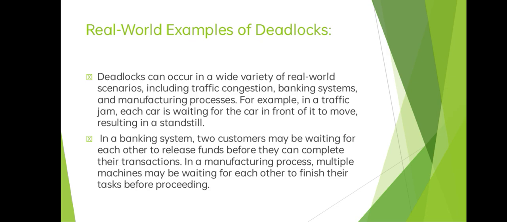For example, in a traffic jam, each car is waiting for the car in front of it to move, resulting in a standstill. Until and unless the forward car moves, it cannot move forward. So that may be called a deadlock. In a banking system, two customers may be waiting for each other to release funds before they can complete their transactions. In a manufacturing process, multiple machines may be waiting for each other to finish their tasks before proceeding.